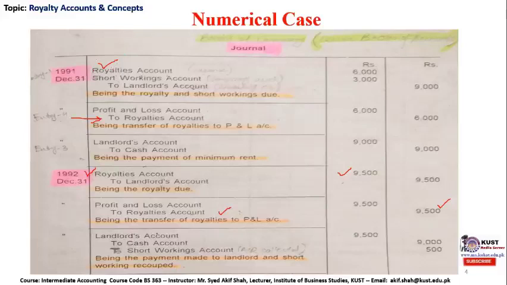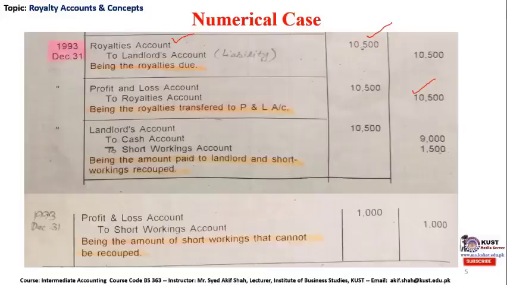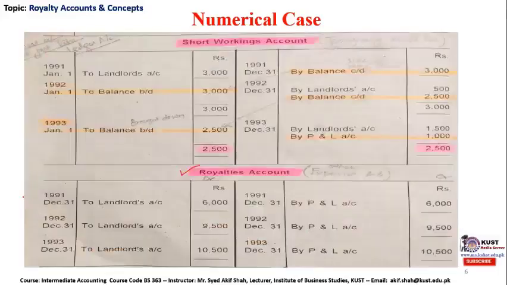And since this royalty was debited because of the landlord account, therefore we will mention this title in the royalty account. Here it is. At December 31st, it was because of landlord when the royalty was debited. At the end of the same year, it was credited because of profit and loss account. It was charged against the profit and loss account.